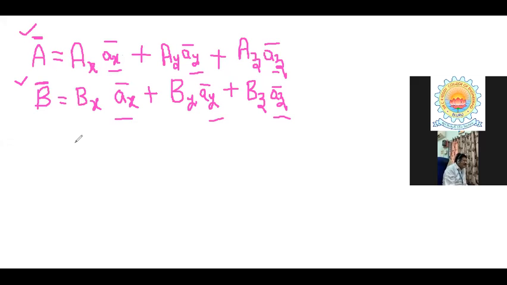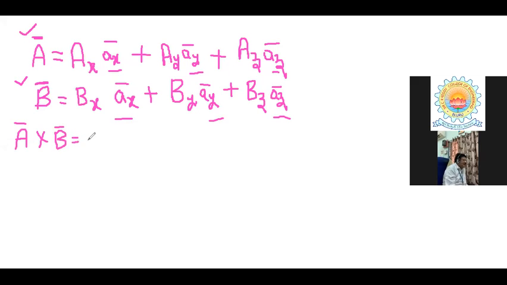Next class we'll discuss that one. Today we concentrate more on the cross product. Okay, the cross product between two vectors, that is A bar cross B bar. How to calculate A bar cross B bar, that we'll see.